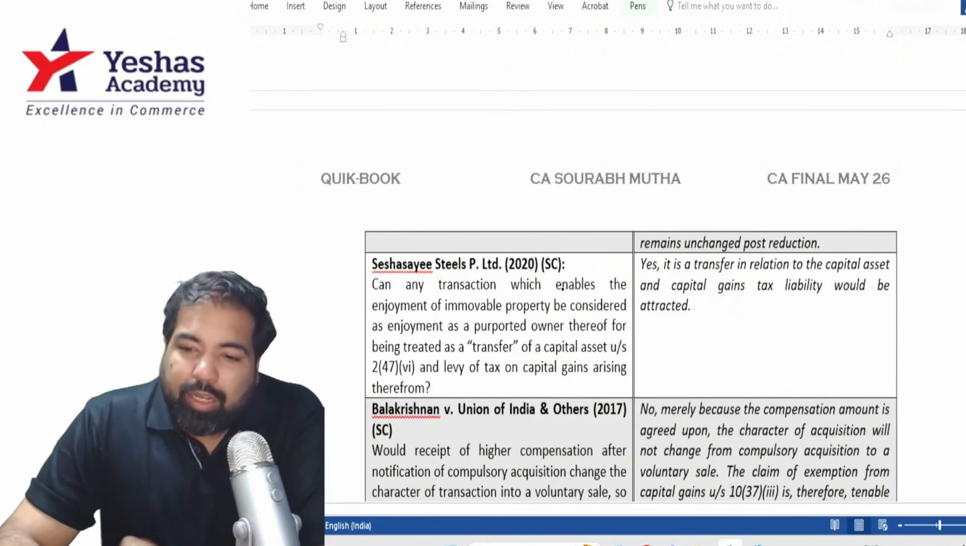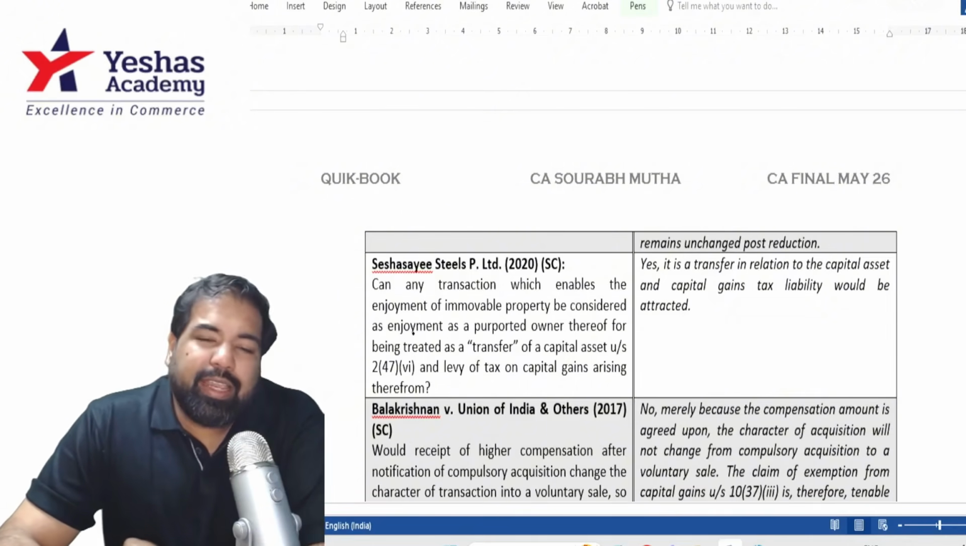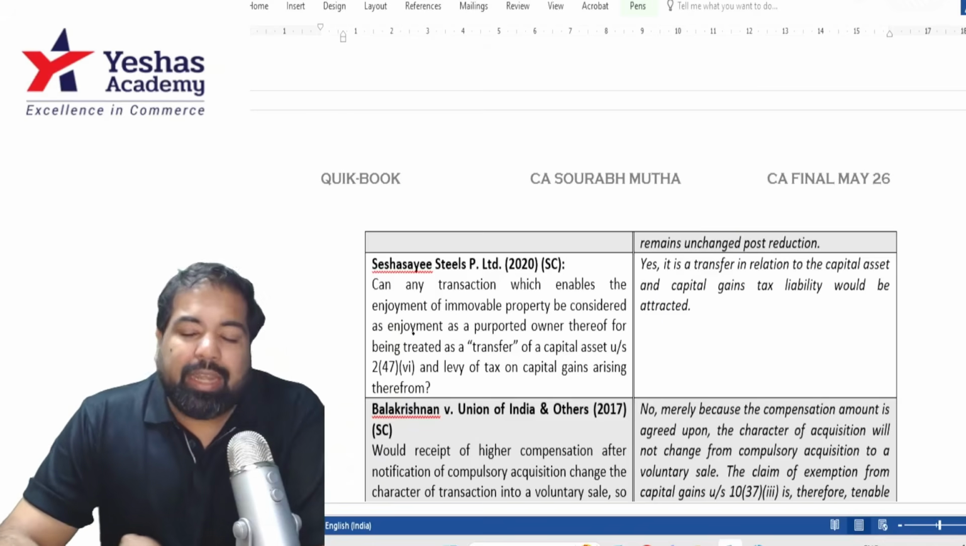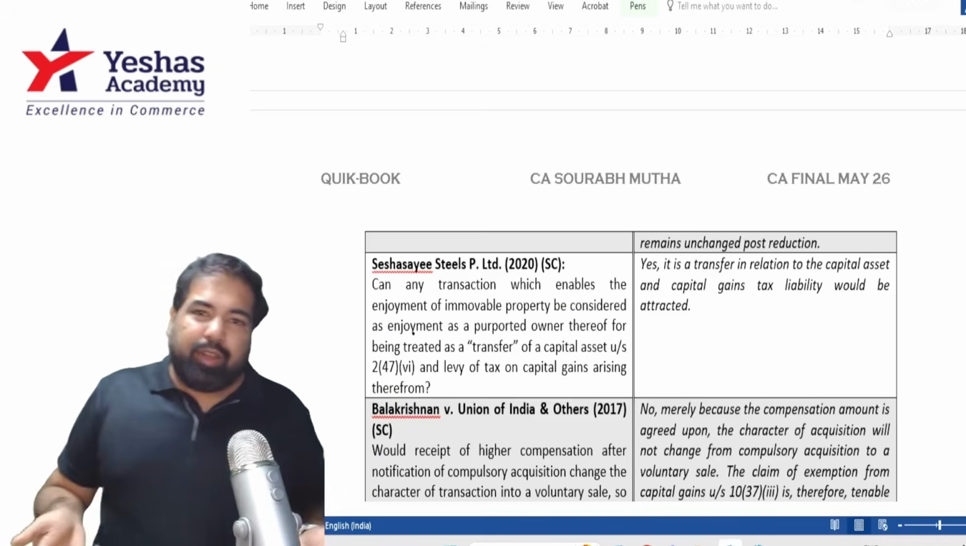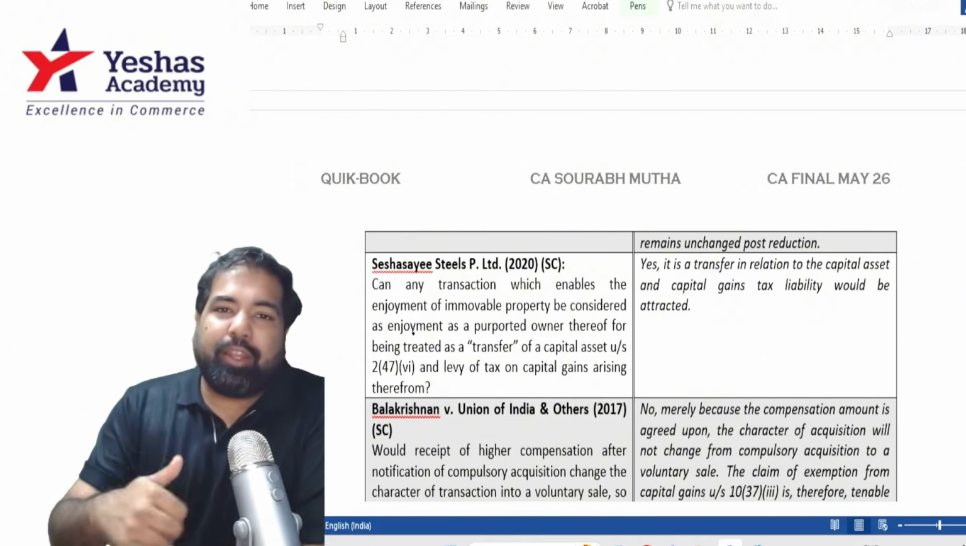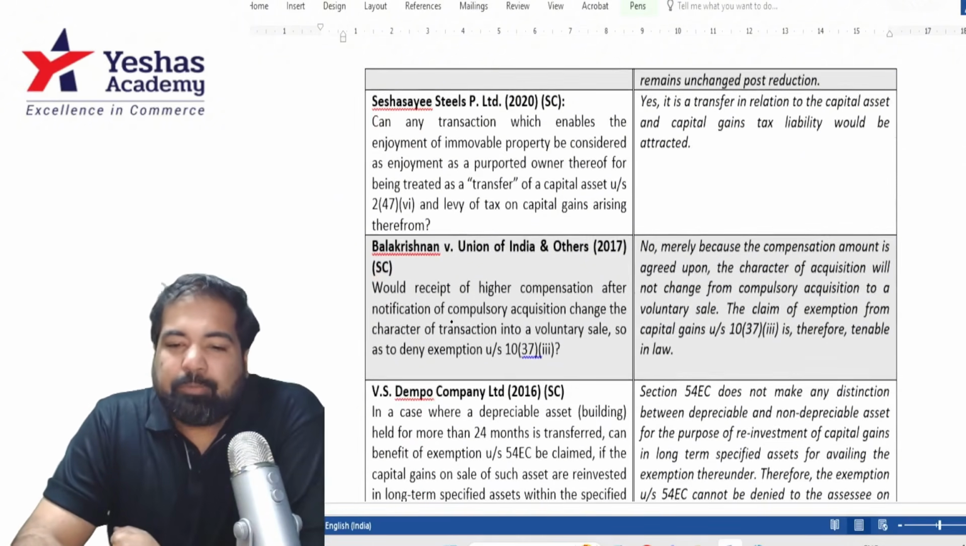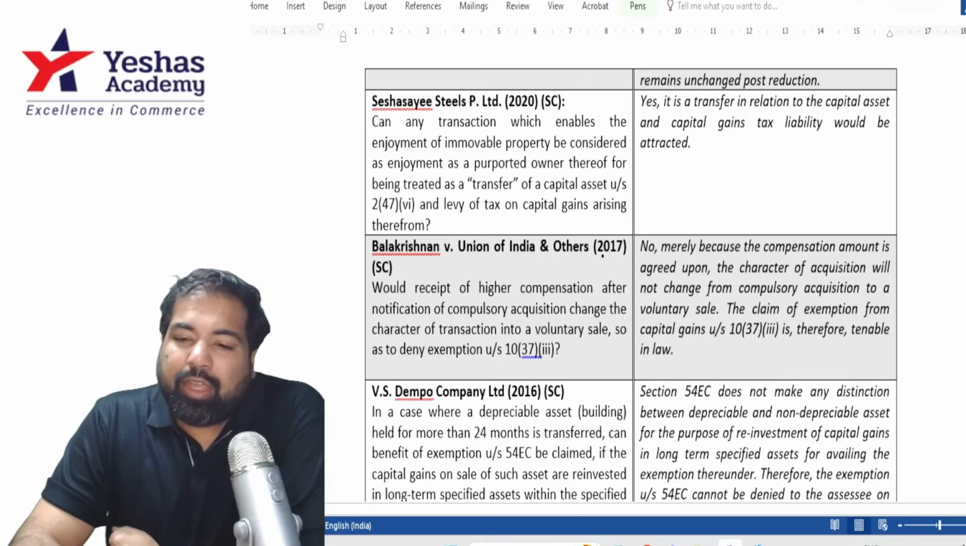Next, Sheshasai Steels Private Limited. This is a 2020 case law. Now in this case, what they are saying is that you have enabled someone to enjoy the immovable property. Can it be considered as a transfer? Of course, that is a transfer. If I give my house to you, I let you enjoy that house as an owner, then it will be considered as a transfer.